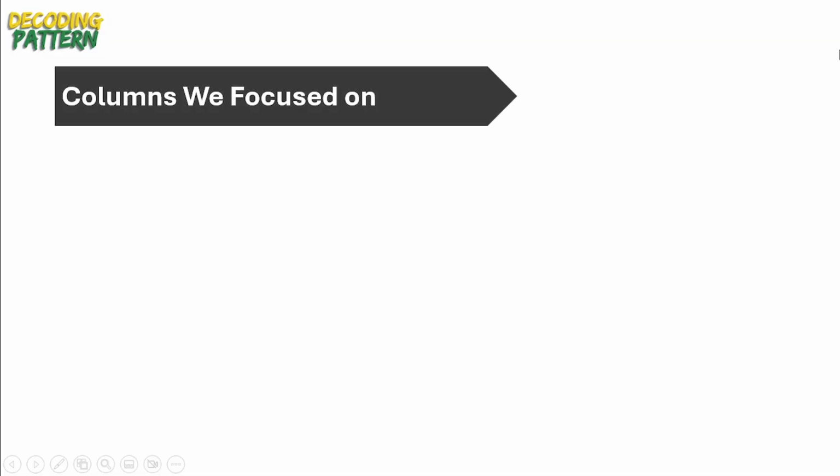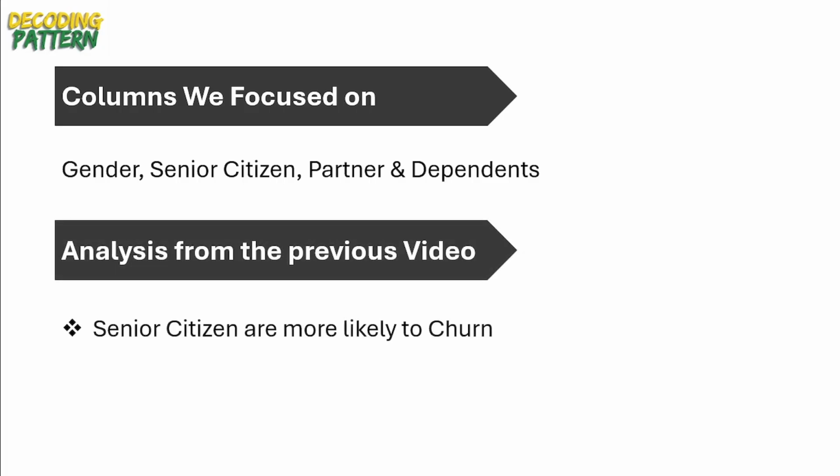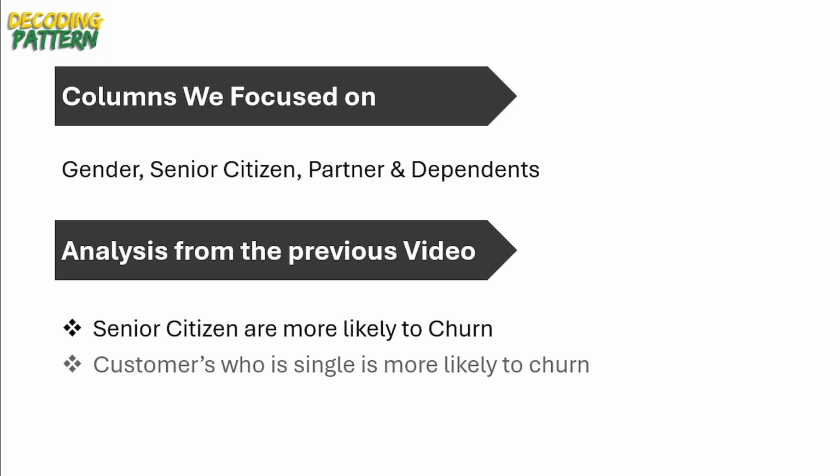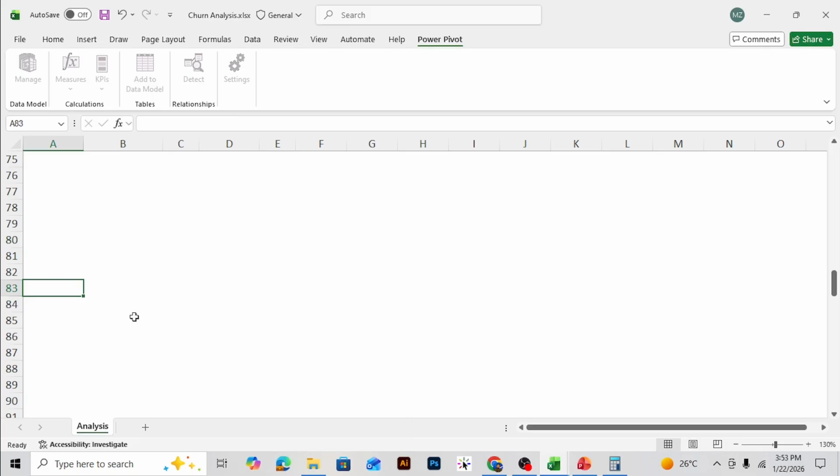In the previous video, we focused on the gender, senior citizen, partner, and dependents columns. And we drew these insights from the last video: senior citizens are more likely to churn, customers who are single are more likely to churn, and churn rate is lower for younger customers and for those who have both partner and dependents. Now we will focus on the tenure column.